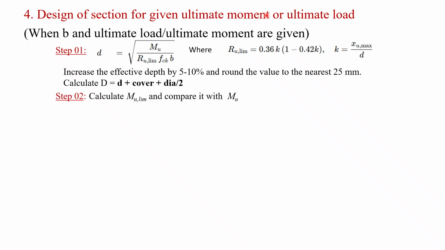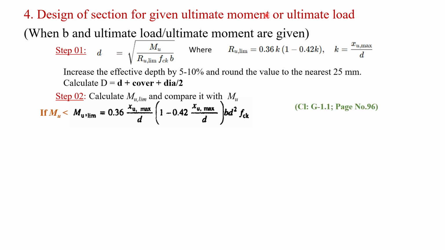In step 2, we find the limiting moment of resistance, and compare it with the given or calculated ultimate moment. This is required to distinguish what type of beam or section we are designing. If Mu is less than Mu limit, which is given in the IS code, clause G-1.1, page number 96, then the beam is considered an under-reinforced section. If it is greater than that, then we need to redesign with increased depth.